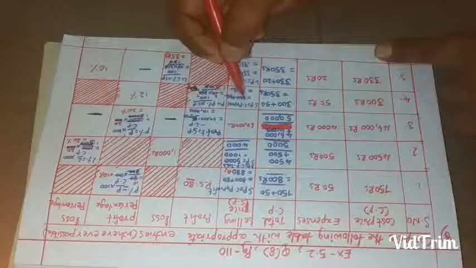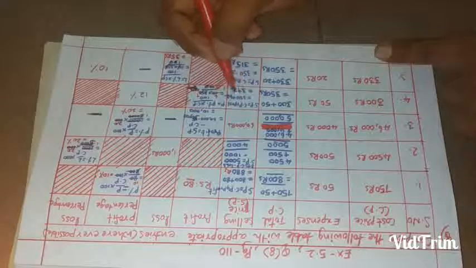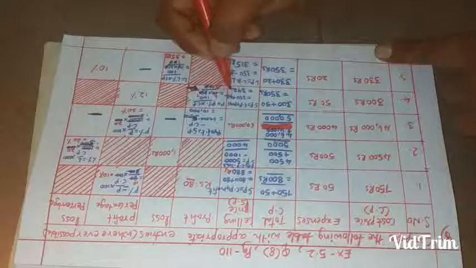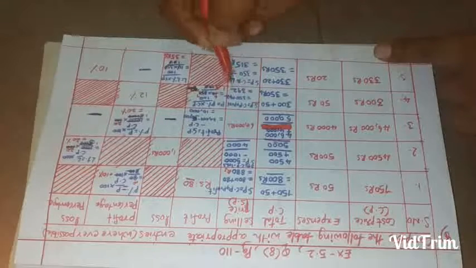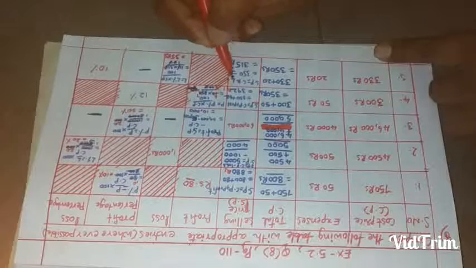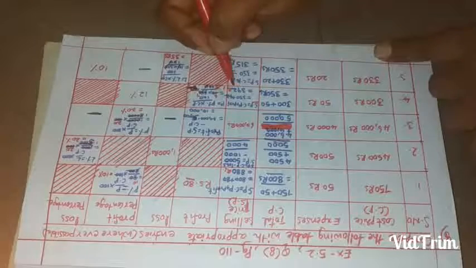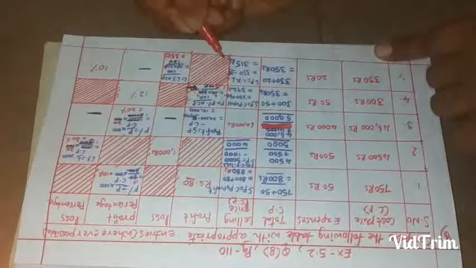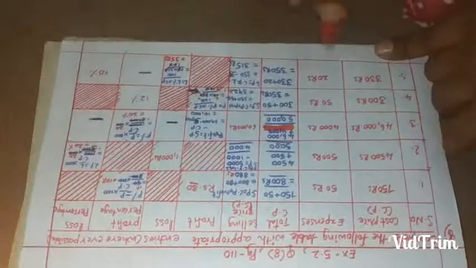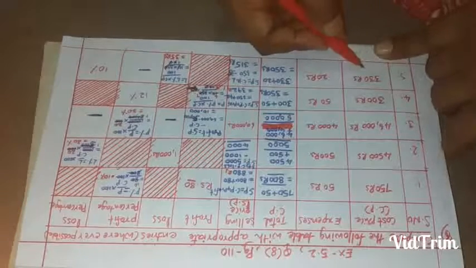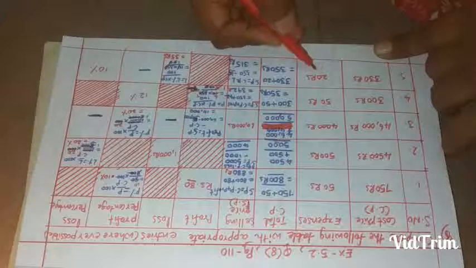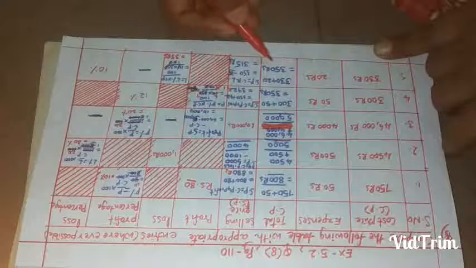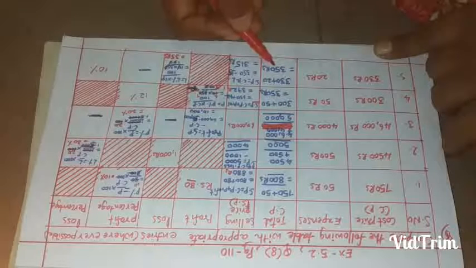So by adding cost price and profit, cost price is how much? 350 plus 42. 350 plus 42 is 392. 392 is the selling price. 392 rupees. All numbers which are written at last are in rupees. Now let us see the fifth problem. In the fifth problem, cost price is 330 rupees. Expenses is 20 rupees. Total cost price is 330 plus 20, which is 350 rupees.